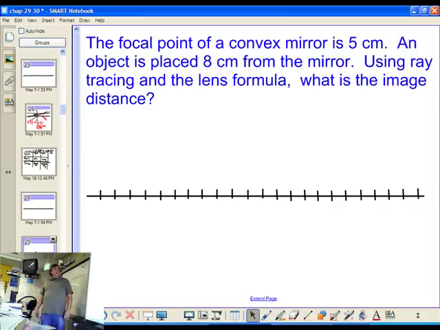Using ray tracing, what is the image distance? And what kind of image is this going to be? Virtual, because these are always virtual. Is it going to get bigger or smaller? Smaller. Remember, with this type of mirror, objects appear closer than they are. All right, use your guides.